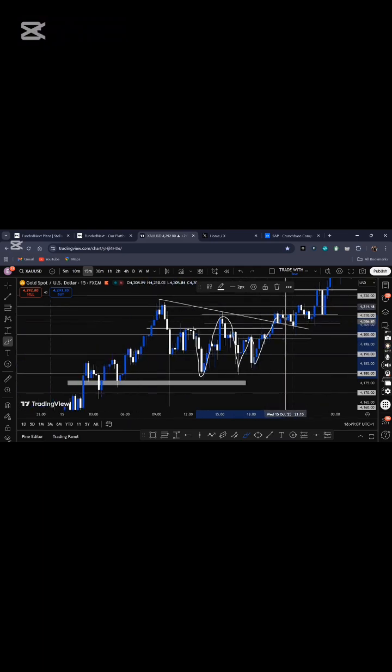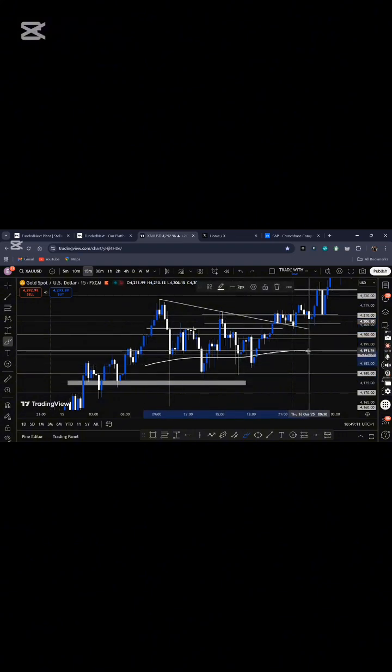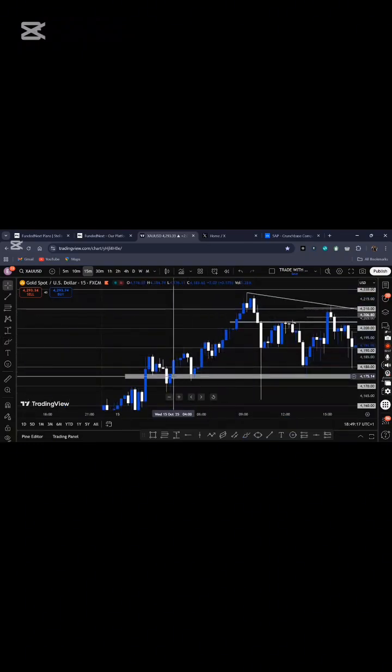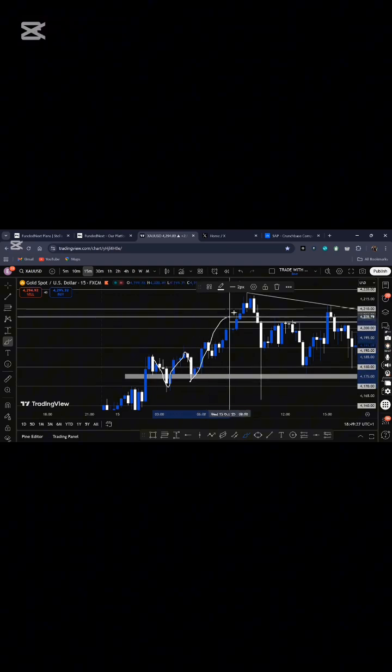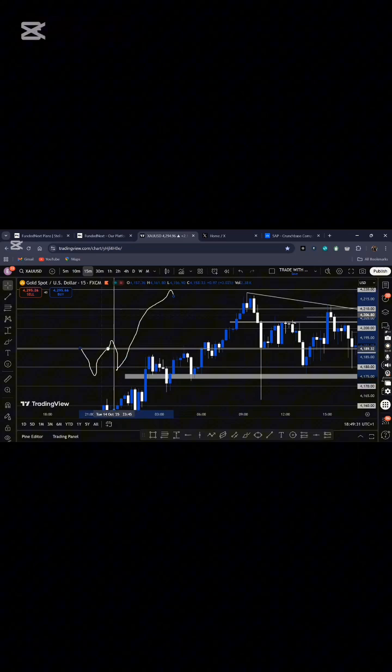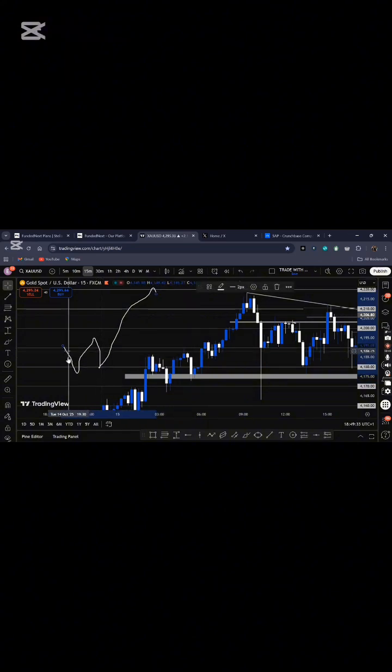Then let's look for another W pattern. This is another W pattern around here. Can you see that? The price did what? The price pushed down, went back up, then did what? It pushed down and did what? And moved up. If you look at this illustration, this is a W pattern. Can you see that? It's a W pattern.